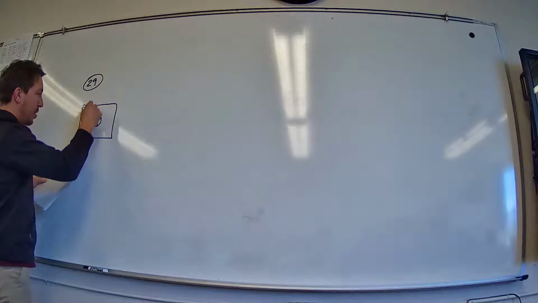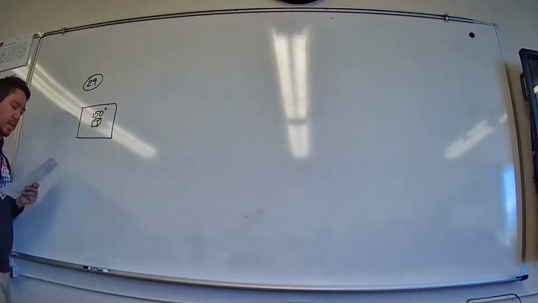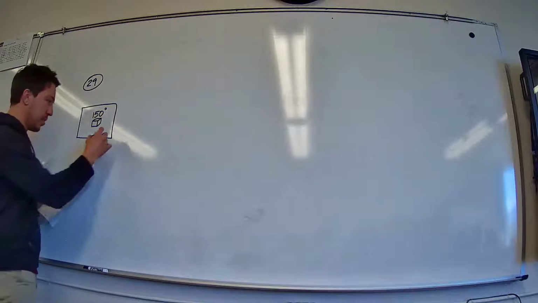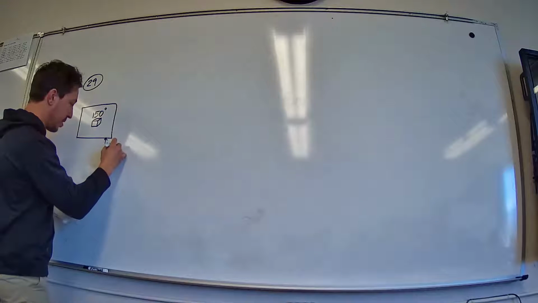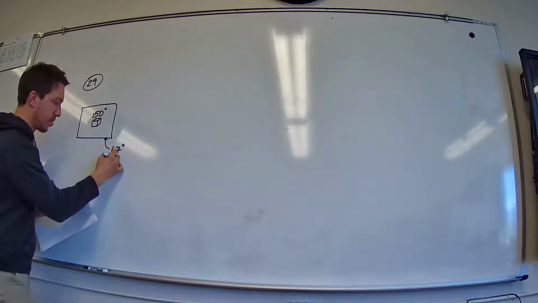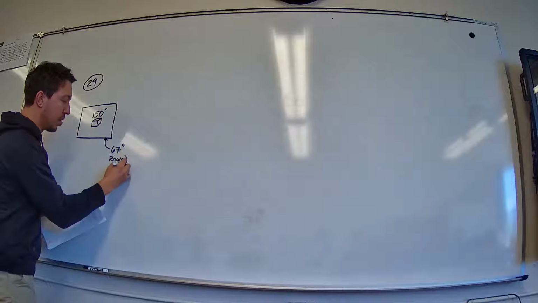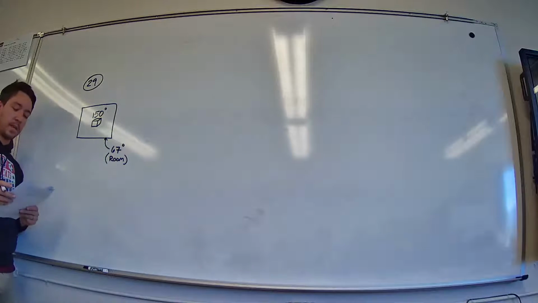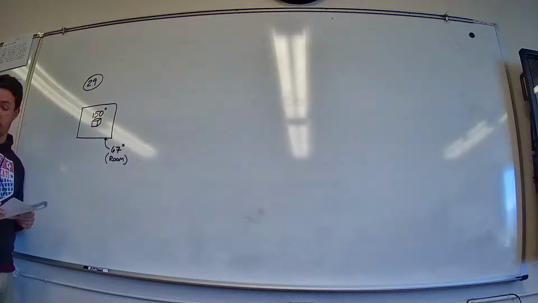But if we put this block, it is 150 degrees. We heat it up to 150 degrees. Now the room is at 67 degrees. This is the room temperature. Okay, do we understand the premise of the question?